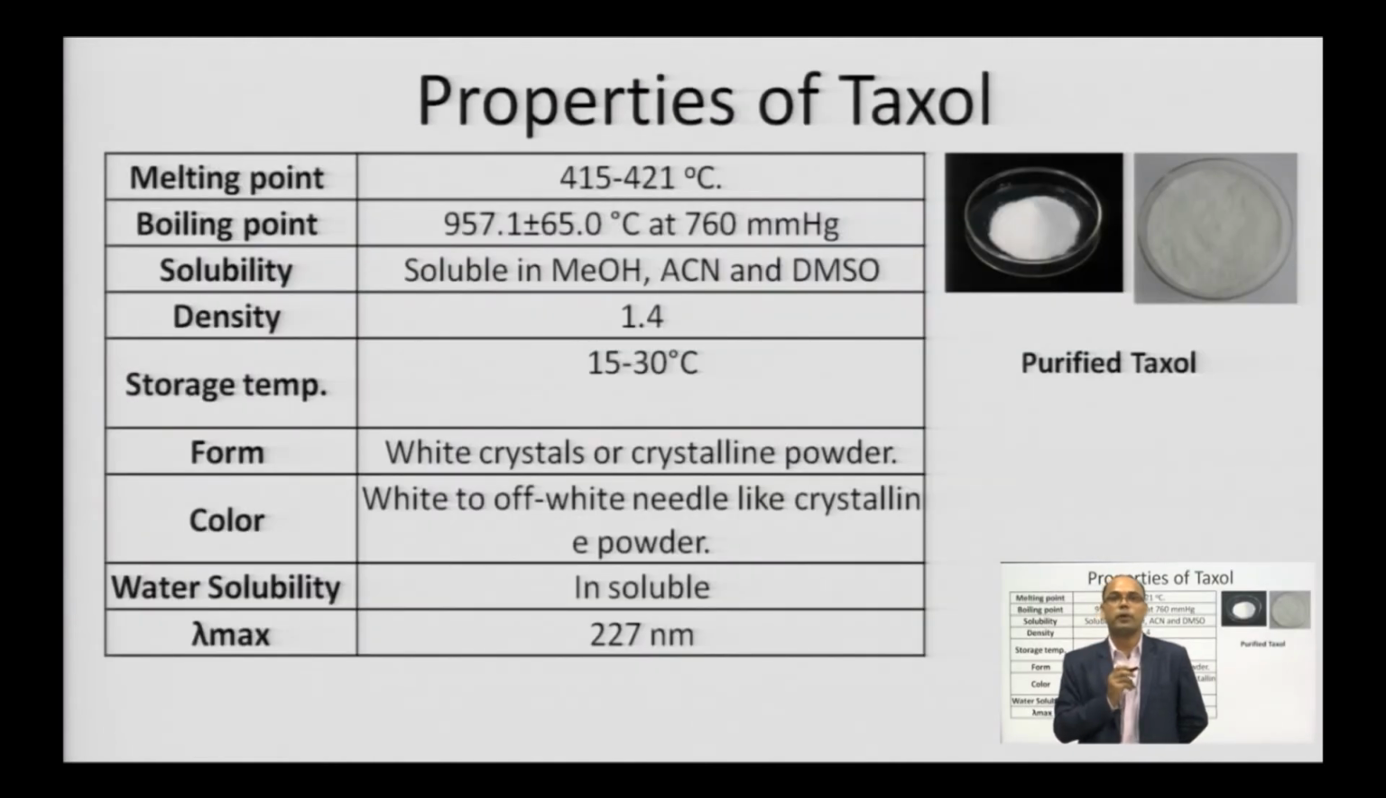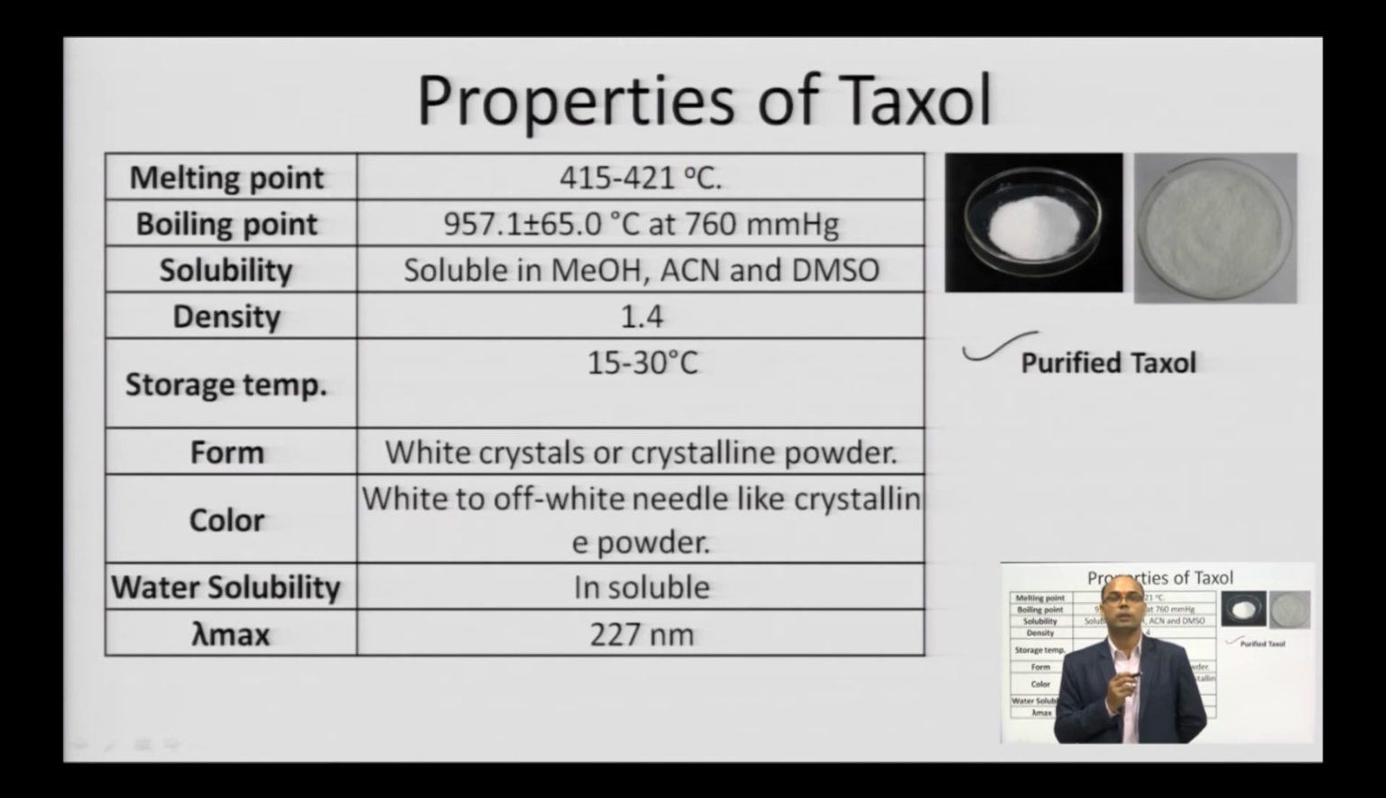If we talk about the properties of Taxol, you can see the purified Taxol, or Paclitaxel, here. The melting point of Paclitaxel is around 415 to 421 degrees Celsius. The boiling point of Paclitaxel is 957.1 plus or minus 65 degrees Celsius at 760 mmHg. The solubility of Paclitaxel is in methanol, acetonitrile and DMSO, as we have already seen in the first introduction slide. The density of Paclitaxel is more than that of water, it is 1.4.